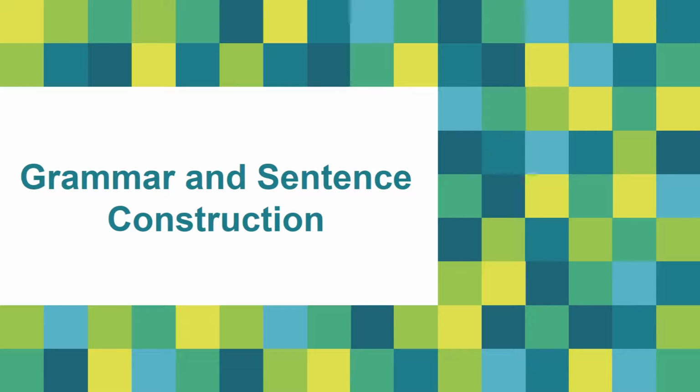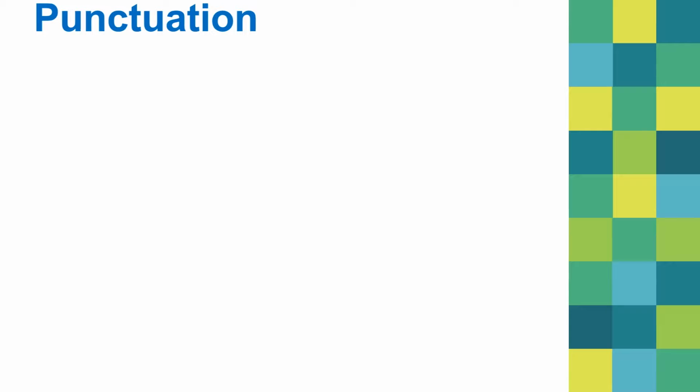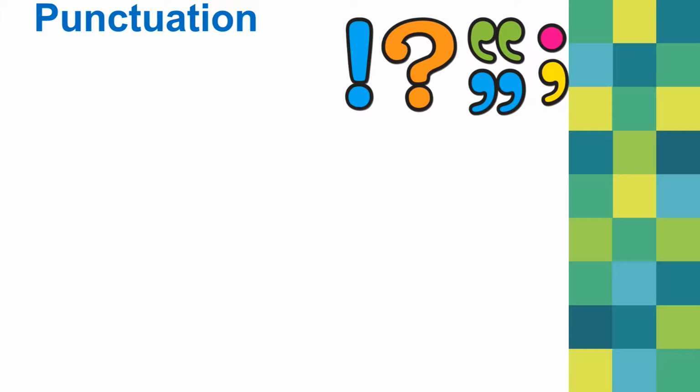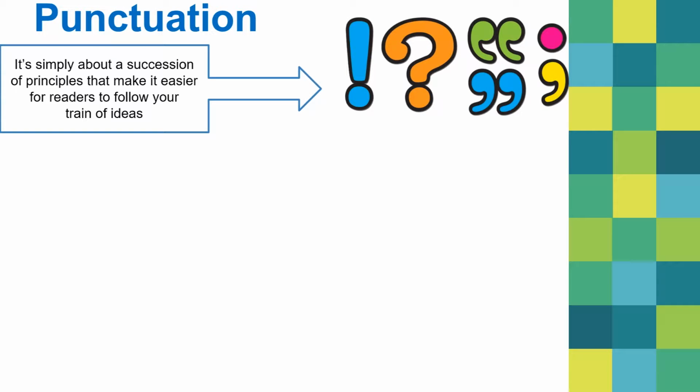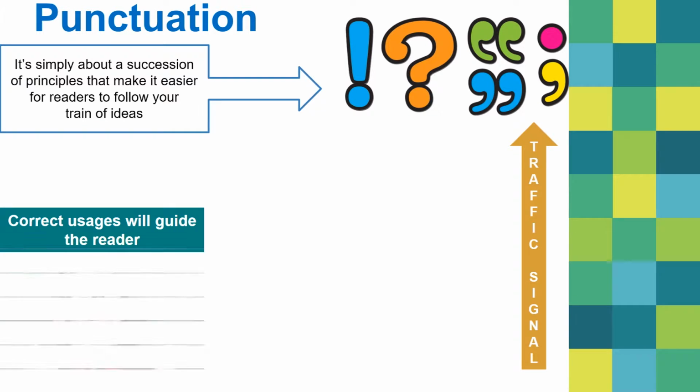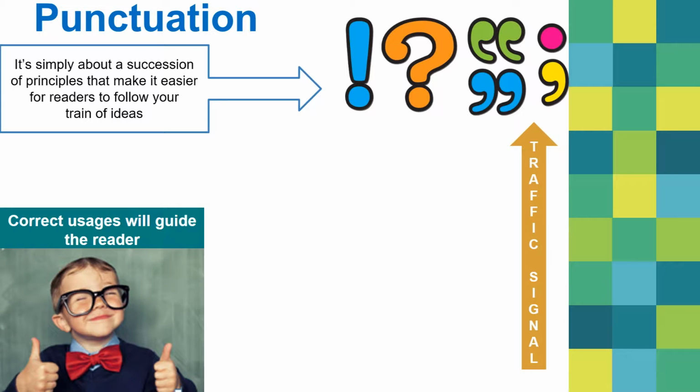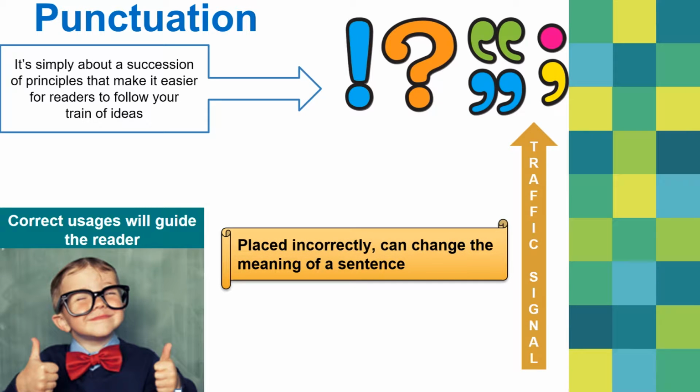Hi, I am back again with another topic of grammar, that is punctuation. Yes, punctuation. It's simply about a succession of principles that make it easier for readers to follow your train of ideas. These are also known as traffic signals of a language. Correct usage will guide the reader through the reading and make it easier to understand. Placed incorrectly, it can change the meaning of a sentence.